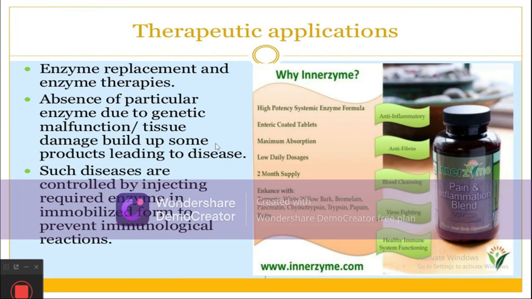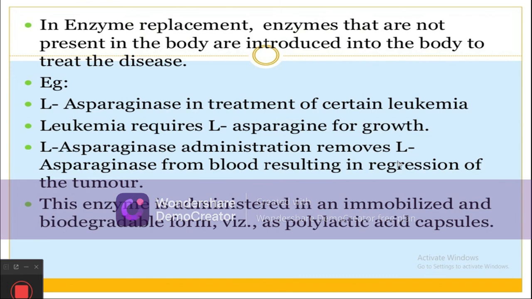So in therapeutics we have enzyme replacement and enzyme therapies. In some conditions, like some bone diseases, you can decide to have an immobilized enzyme and inject it into the patients, and from there it will restore the normal functions. We normally use immobilized enzymes, for example, as anti-inflammatory, as anti-fibrin, that is to reduce the level of fibrin, and for blood cleansing, viral fighting, and a healthy immune system.